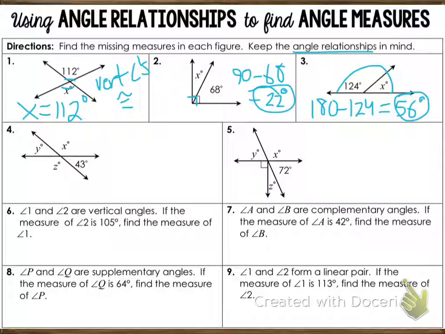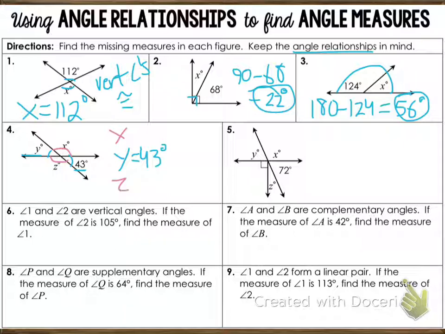Now looking at number 4, we have a bunch of angles we need to solve for. So notice 43 and y are across from each other. Those are going to be vertical angles. And now let me use another color, because x and z are also vertical angles. But first we can identify y. Because it is congruent to 43, y has to be 43, because vertical angles.